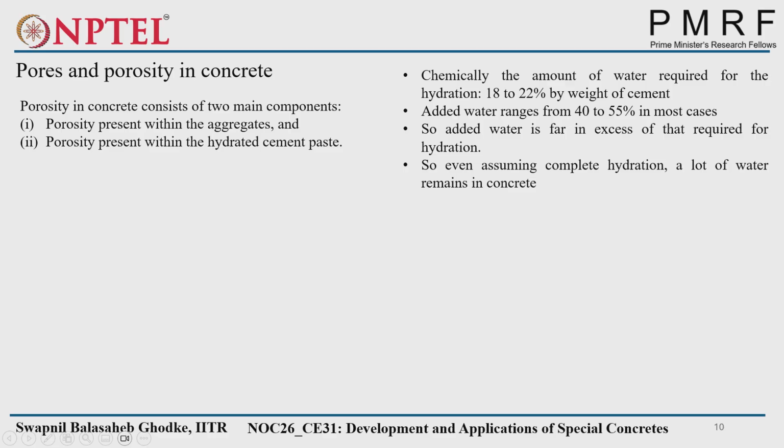Someone has already told, like 18 to 22% by weight of cement water is only required to complete the hydration of the cement, but we are already adding most of the water on the higher side, that is 40 to 55%. So added water is far in excess of what is actually required for the hydration. So whatever the extra water available, what will happen with that?